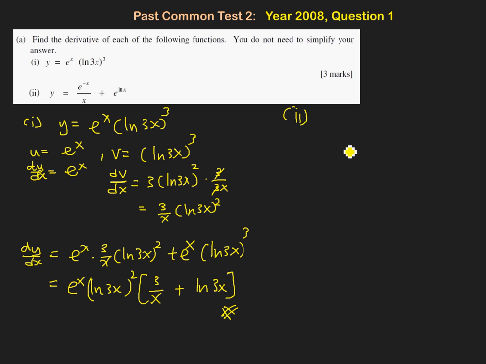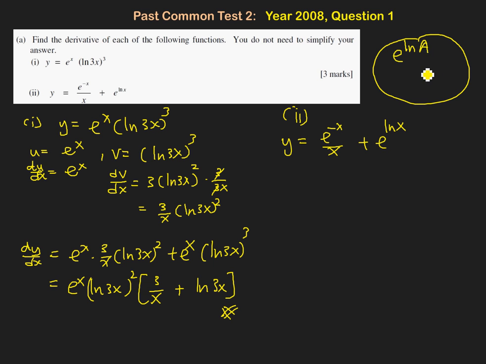Now the second one. Now you notice that I'll keep this. I can express this as a product, but I would use a quotient in this case. Now notice the second term. You might recall that e to the power ln a is equivalent to a itself. So I can re-express this, because a here is x, and by this property I may express e to the power ln x as x.